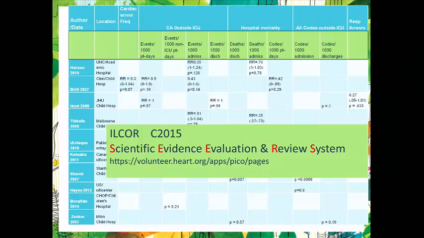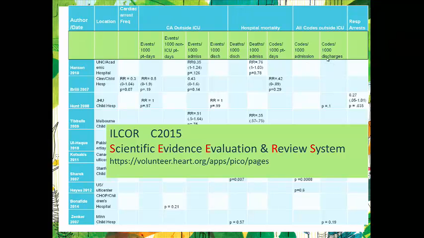And I show this not because I want you to read all the paediatric studies here, but just to highlight the different ways we report our outcomes. And we are often actually doing different things. So when you look here, cardiac arrest outside ICU, you'll see events per 1,000 days, events per 1,000 non-ICU patient days, admissions, discharge. Similarly, there's different denominators when we look at hospital mortality.